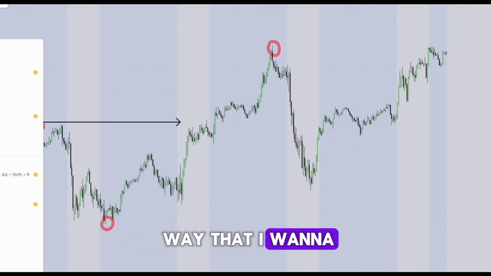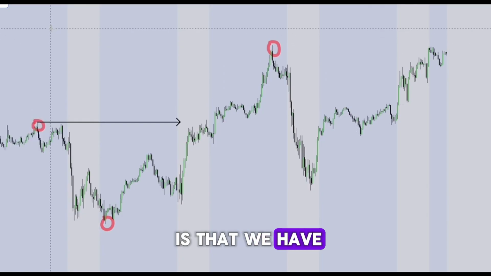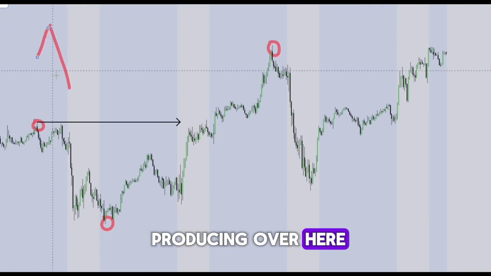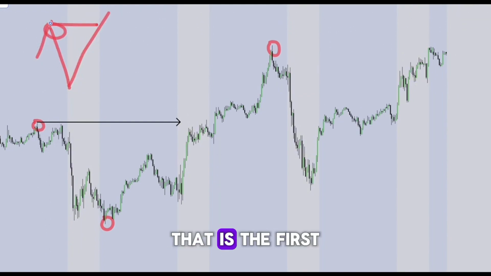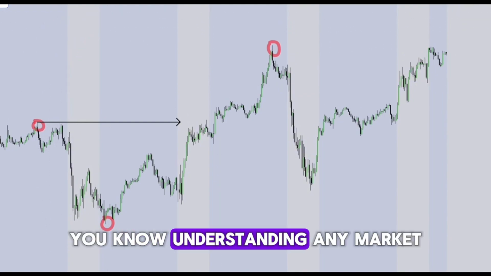And so the way that I want to understand this is that we have a high producing over here, we had a low, then we broke this high over here. Perfect. That is the first step to understanding any market.